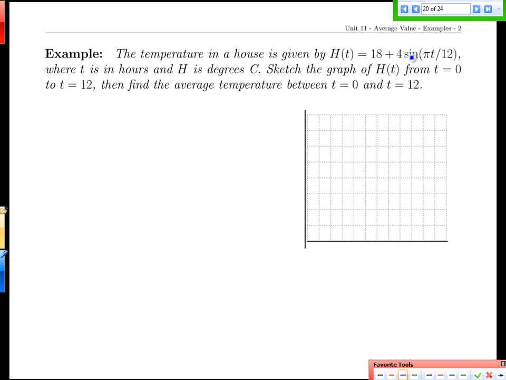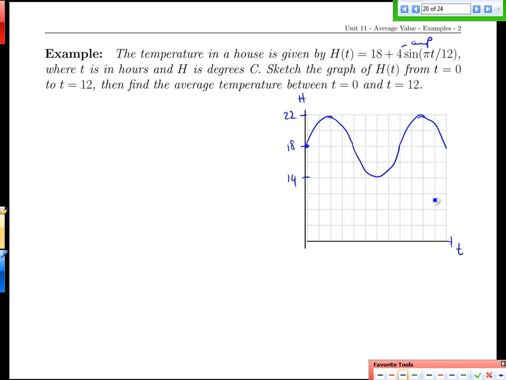It is a sine function which has an 18 added to it, so 18, this is H, this is T, and we have an amplitude of 4, so it'll go up to 22 and down to 14 degrees. It's a sine function, so it's going to start at its average and then go like this and like that, and that looks pretty good until the end. There we go. So that would be our curve.